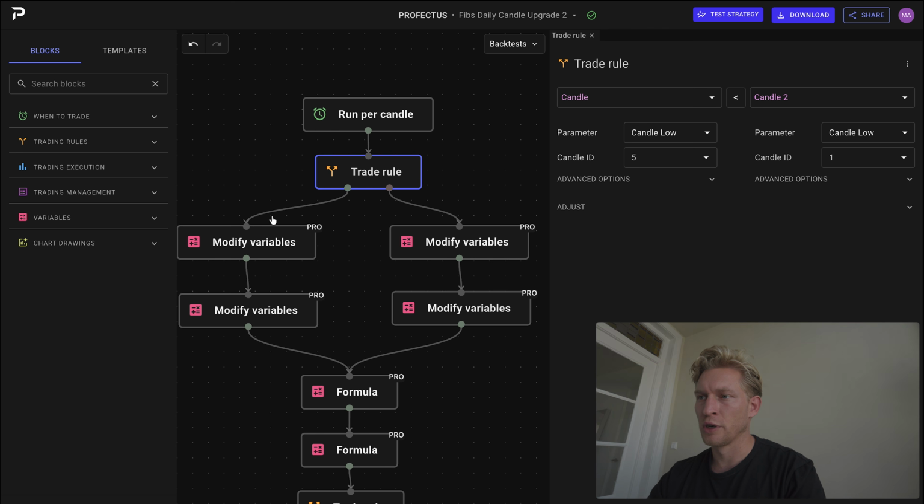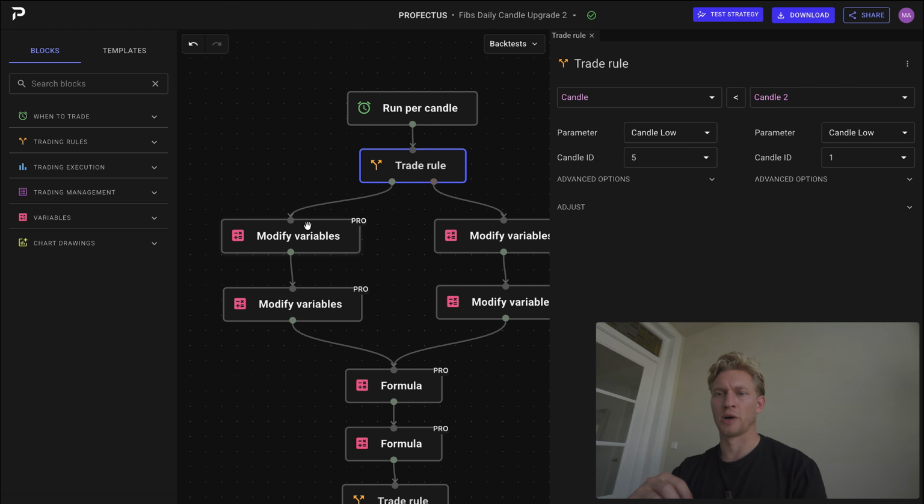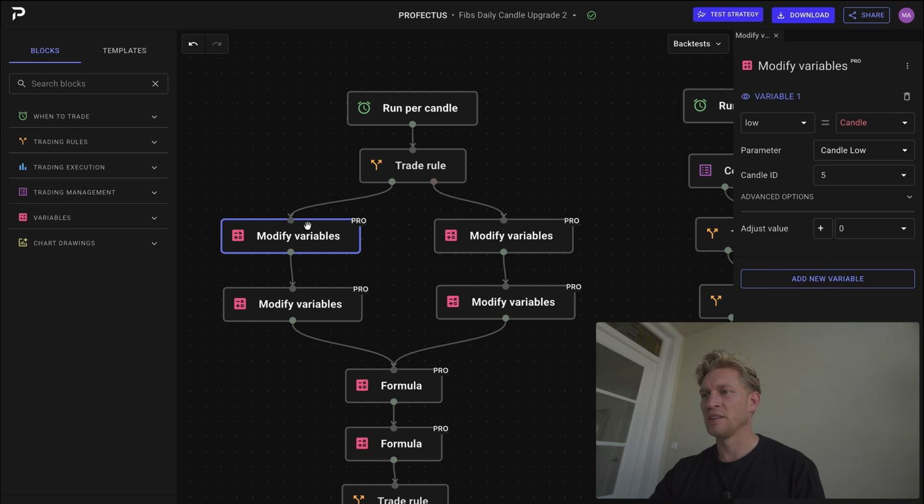If it is a bullish impulse, we're gonna write some things down. That is called the variable in Profectus AI, and it's just like you writing something on a piece of paper. Maybe you calculate something for your manual trading plan. An algorithm also has to write things down, store it in memory, okay? And that is called a variable. A variable is used for that.